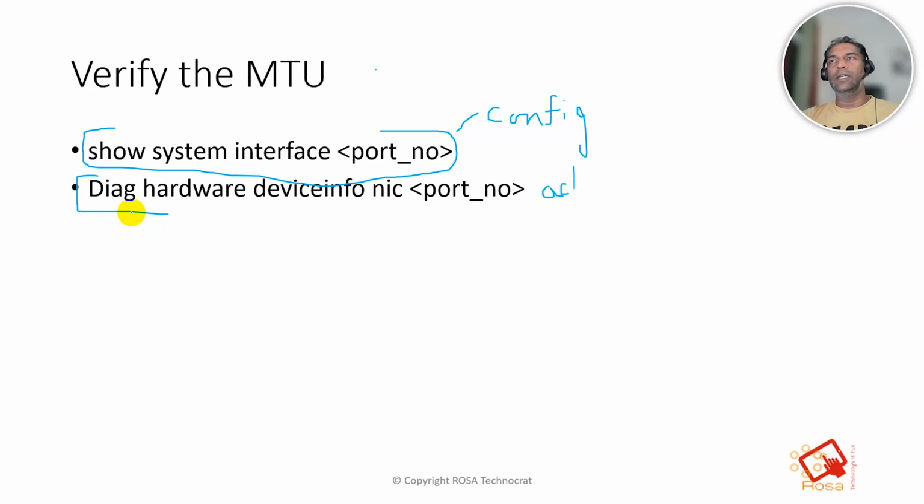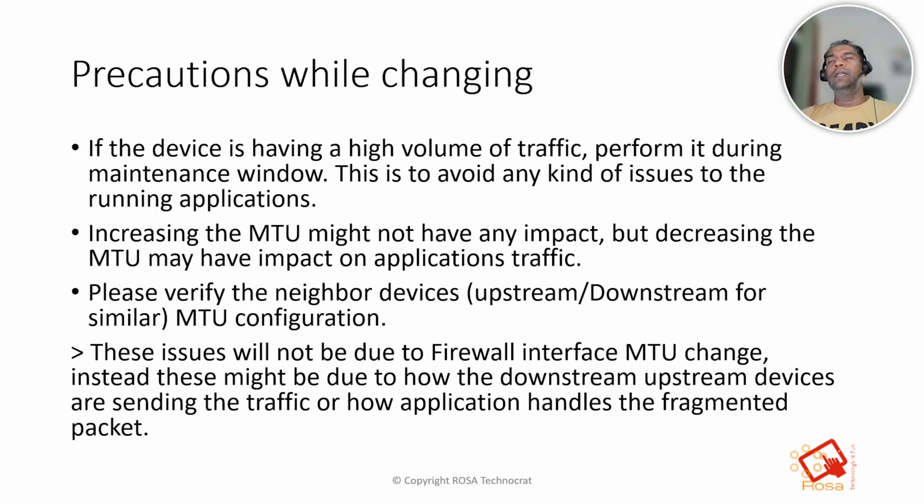So you can use the command diag hardware device info NIC and the port number. This will tell you the MTU of the interface, and the command fnc_ctl ifconfig will also tell you the MTU of the interface. Once you have configured or made the changes, please verify that your changes have taken effect, to confirm the MTU is changed and override is enabled. What are the precautions that you need to take while changing?